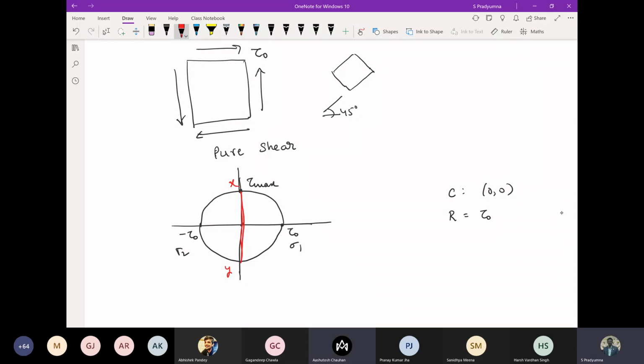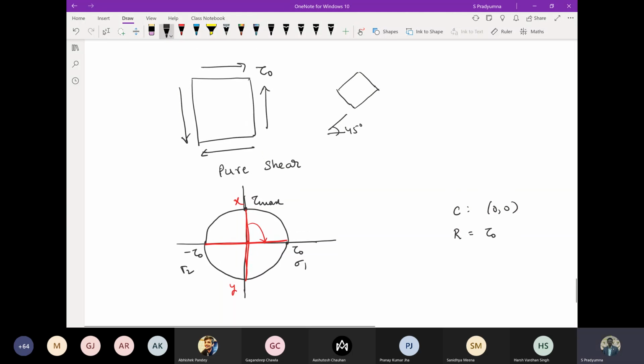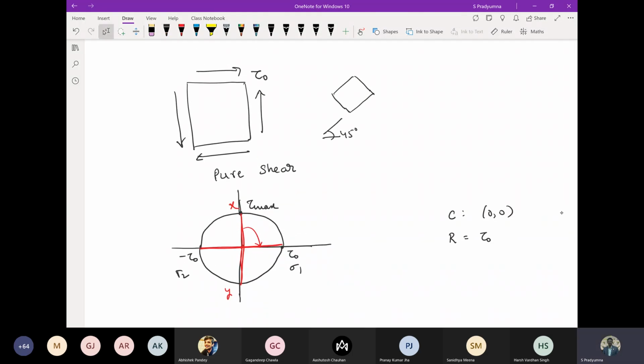That means you look here, this is the horizontal line. So what is the state of stress on this line? Normal stress, sigma 1 and sigma 2, right? Along the capital X direction, what is the direction of stress and what is the value of stress? Tau naught, that is sigma 1, which is equal to tau naught.